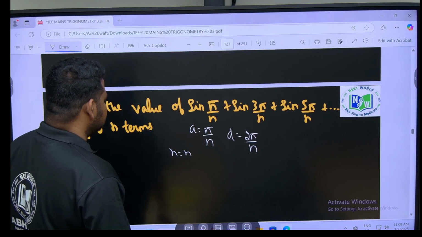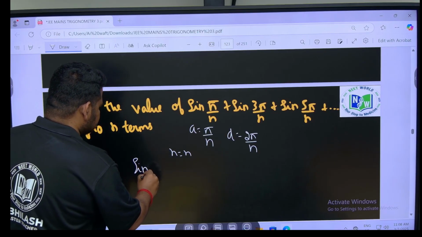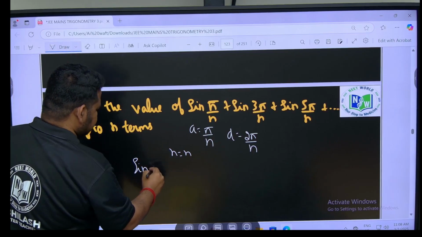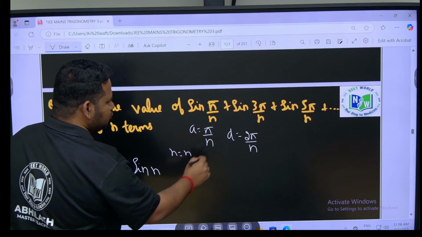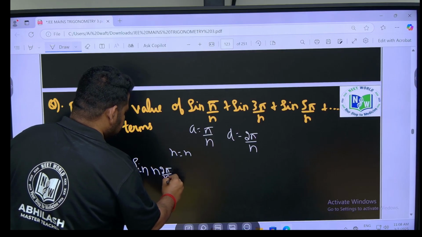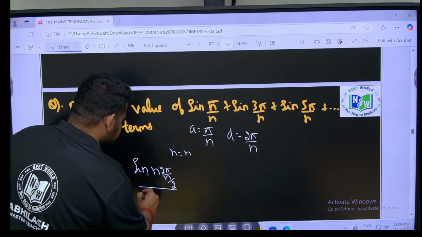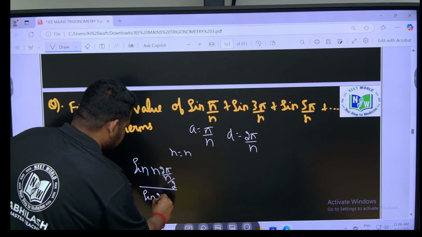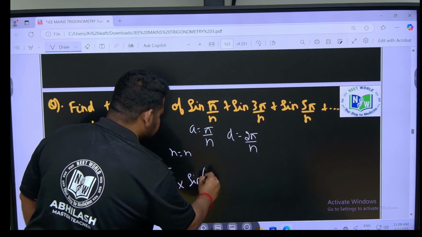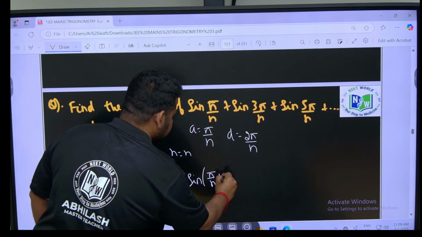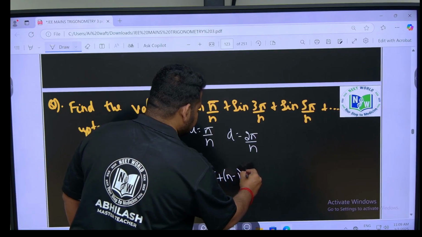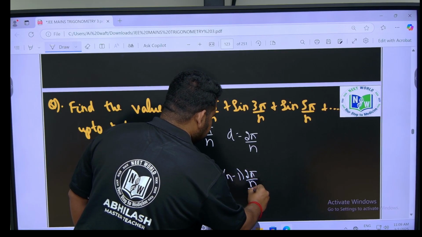Now what should we do? The formula is sin of nd by 2, divided by sin of d by 2, into sin of a plus (n minus 1) into d by 2. Here d is 2 pi by n, so sin of 2 pi by n divided by 2 in the denominator, into sin of a plus (n minus 1) d by 2. D by 2 is what, friends? D by 2 is 2 pi by n divided by 2.